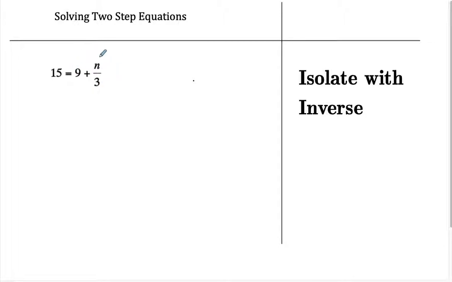So thinking about what's happening to the n, it's being divided by 3, and then a positive 9 is being added to it. When I have a number here like a 9, it's important to always look at the sign that's in front of it. And since there's no sign here in front of it, it's a positive 9. So I'm going to undo positive 9, which will be negative 9, or subtracting 9.